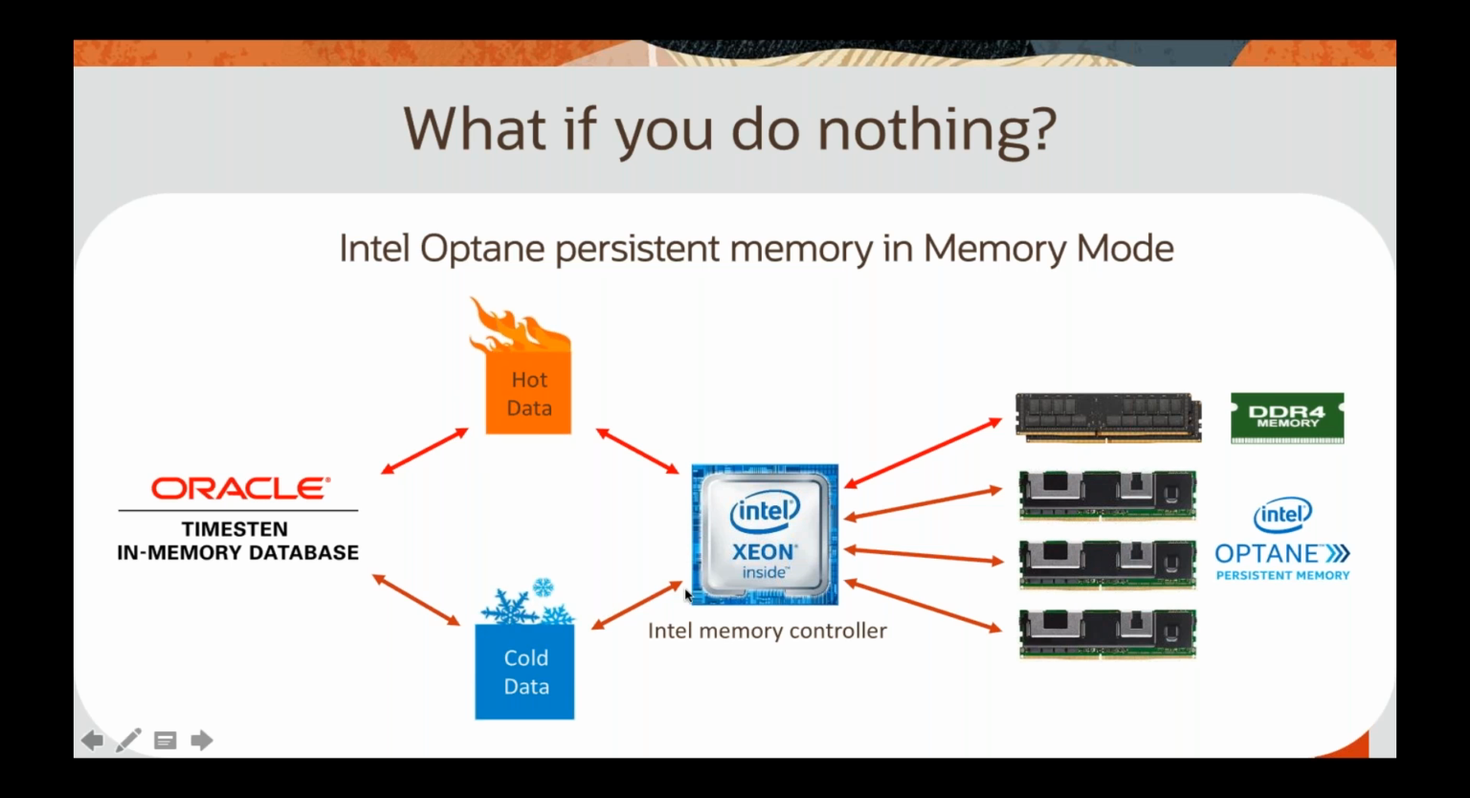Now, according to the Intel marketing, they have a built-in memory controller which will automatically migrate that hot data to your DDR memory, to normal dynamic memory, and the cold data will tend to get migrated to the Optane persistent memory. And this will all happen automatically. So that sounds good, but how well does it actually work in practice? So I did a bunch of benchmarks to try and figure that out.